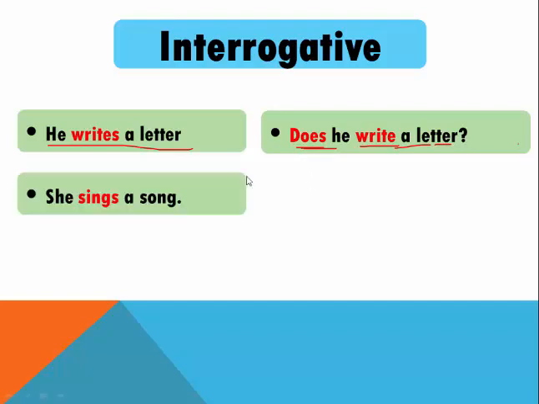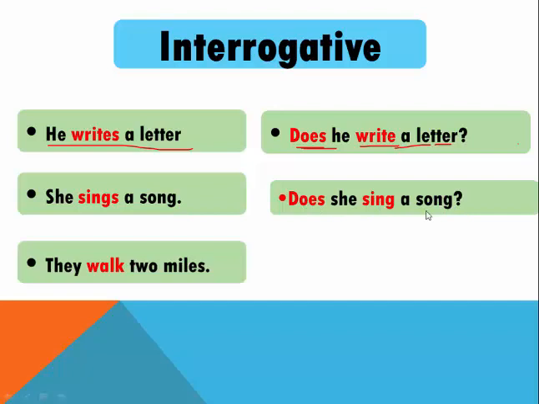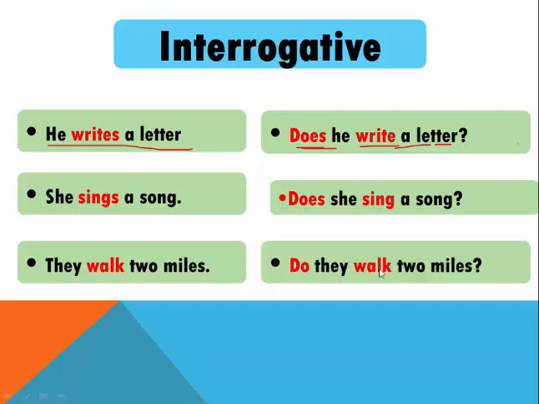Next, she sings. So you will start with does: Does she sing a song? Here, they walk 2 miles, so it will start with do: Do they walk 2 miles? And put a question mark at the end of every sentence. So this is how you can form interrogatives. You have to remember this.